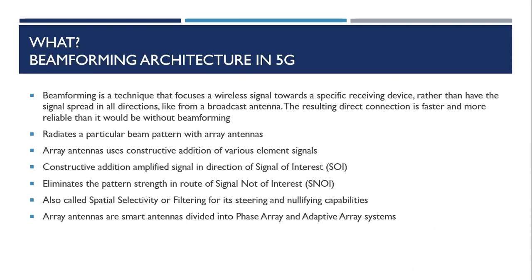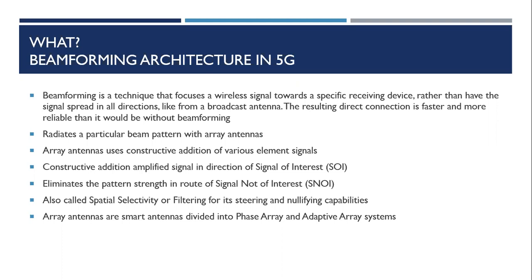So beamforming is basically a technique to focus a specific wireless signal towards a receiver rather than spreading it in all directions, as is the case in broadcasting that signal or choosing isotropic antennas. As a result of this specific and directive signal, we get a much faster and more reliable communication, which wouldn't be possible without beamforming communication.